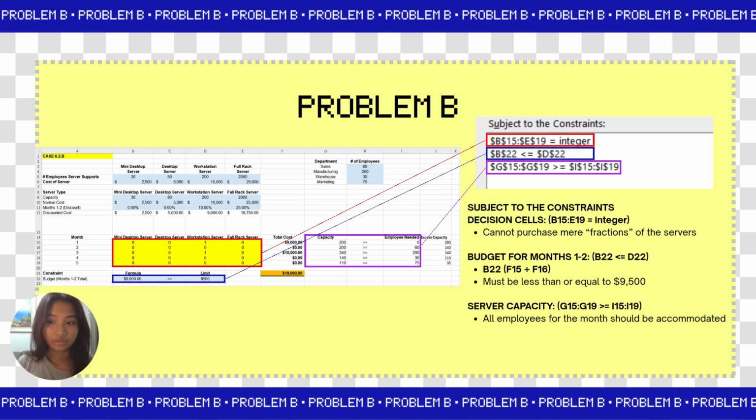B22 is less than or equal to D22, or total spending for months 1 to 2 is to be less than or equal to the budget limit for the first 2 months. B22 consists of F15 plus F16, which is $9,000 plus $0, and it must be less than or equal to $9,500, which is the budget.